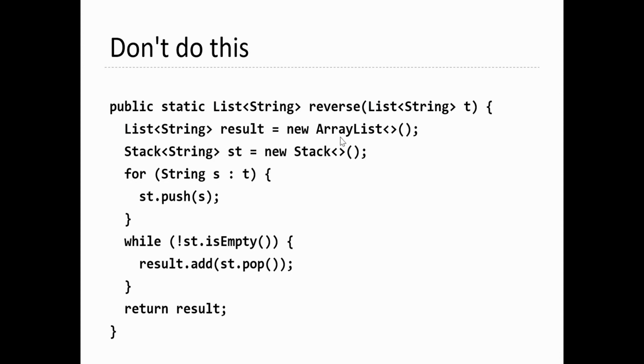So the first thing we do is make a new list, and I make a stack. Then I'm going to iterate over the list and push each string in the list onto the stack. So the first element in the list is at the bottom of the stack, and the last element in the list is at the top of the stack. Now, while the stack isn't empty, I just pop the stack. So the last element comes out, and I add that to the result. Then the second last element from the original list comes out, and that gets added to the result, and so on and so forth.